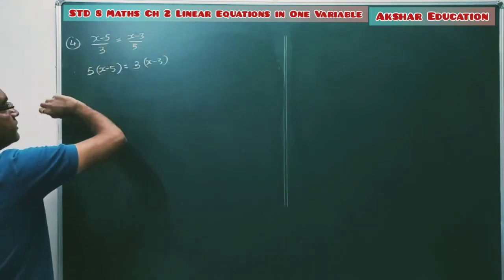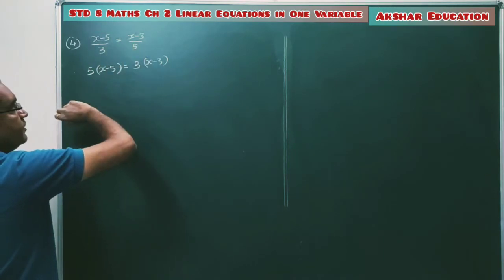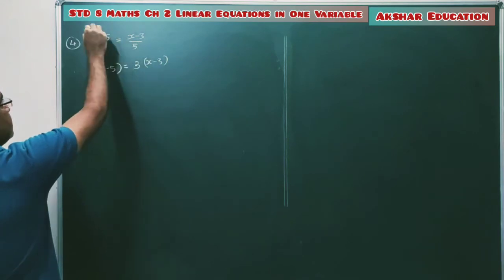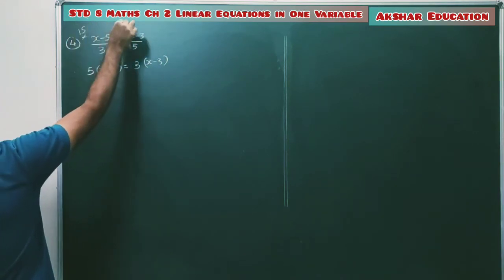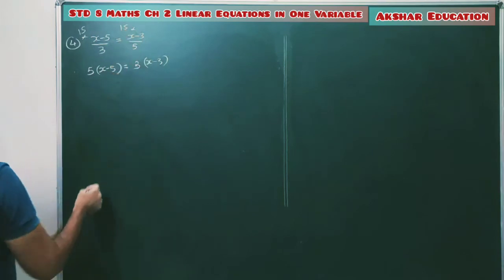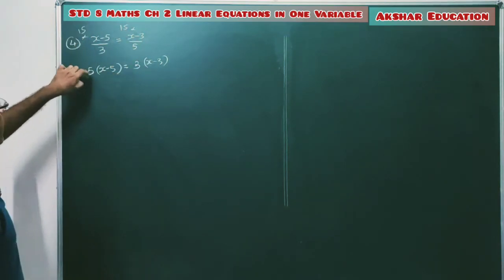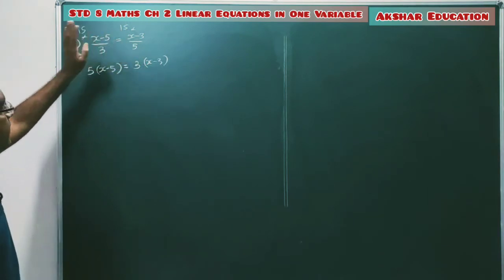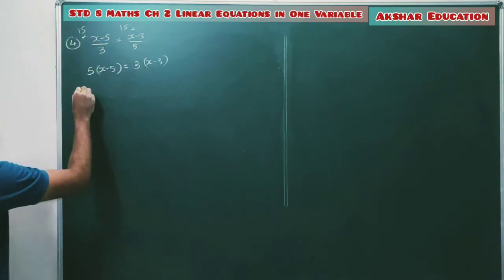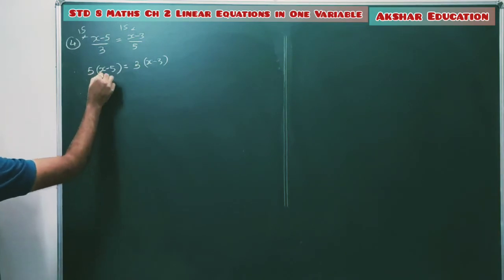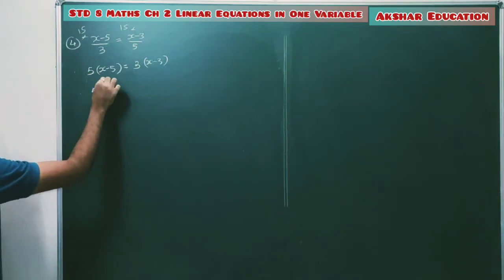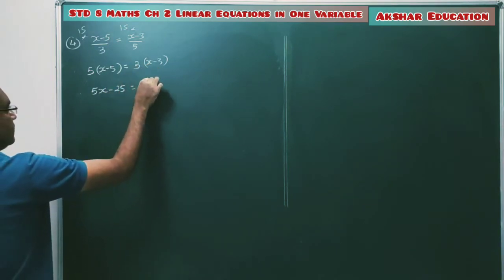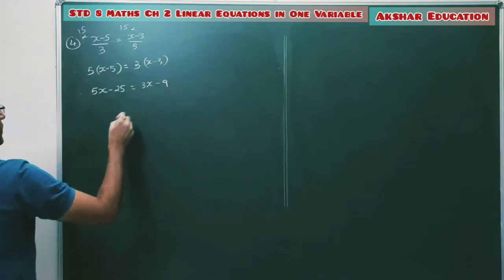Here the denominators 3 and 5 are there, so the LCM of 3 and 5 is 15. Yes, so LCM is 15, you have to multiply both the terms with 15. So multiply here by 15, and here by 15. 3 5s are 15, so 5 into x minus 5, and 5 3s are 15, so 3 into x minus 3, the denominators cancel. So now here perform expansion: it's 5x minus 5 5s are 25, this is 3x, 3 3s are minus 9.